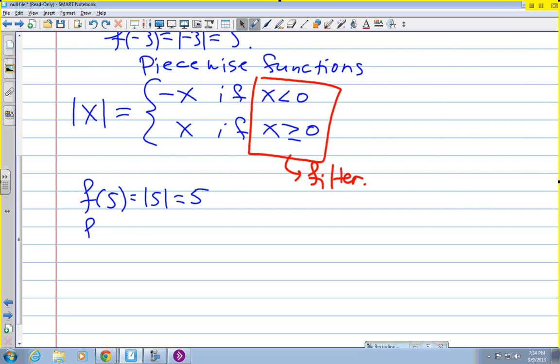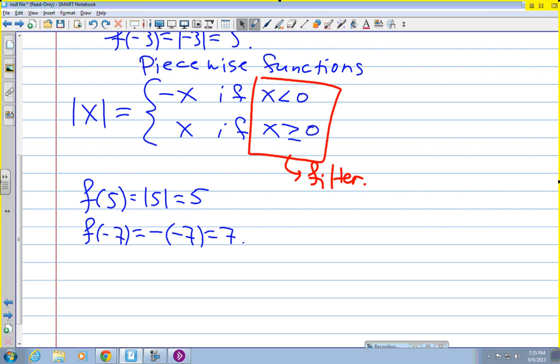At the same time, if I ask you what is f of -7, you go, all right, x is -7, which inequality does it satisfy? So it's the top one. -7 is less than 0. Therefore, negative x is your function. Negative of -7, which is positive. It's kind of a weird way to think about absolute value, but this is the simplest example of a piecewise function.